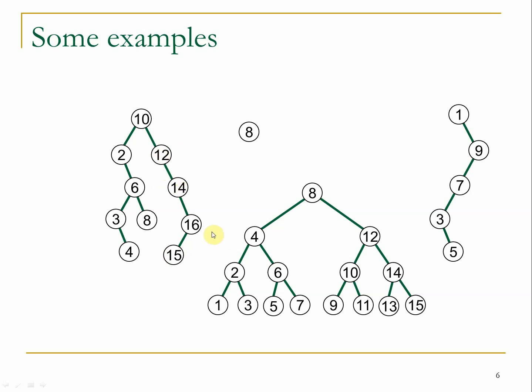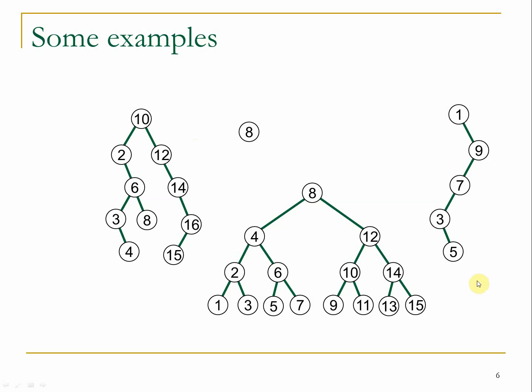For 12, you can see 14, 16, 15 are larger than 12. Good. Nodes 16 and 15 are larger than 14. That's good. For 16, the 15 is smaller than 16. So you can see this is also another good example of a binary search tree.